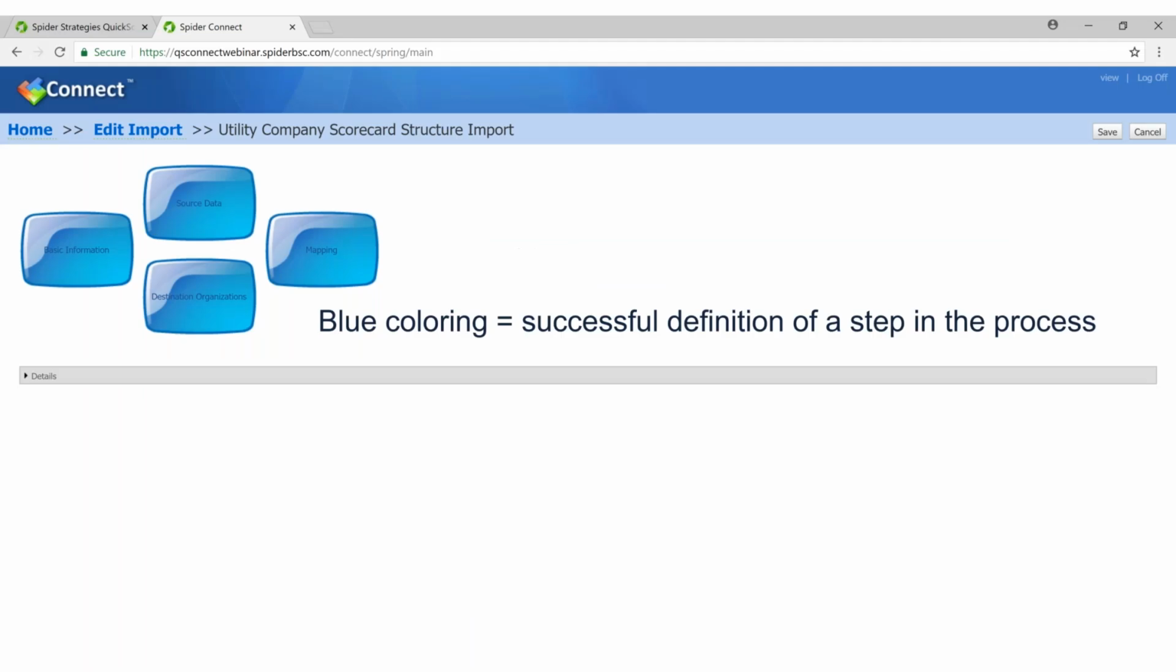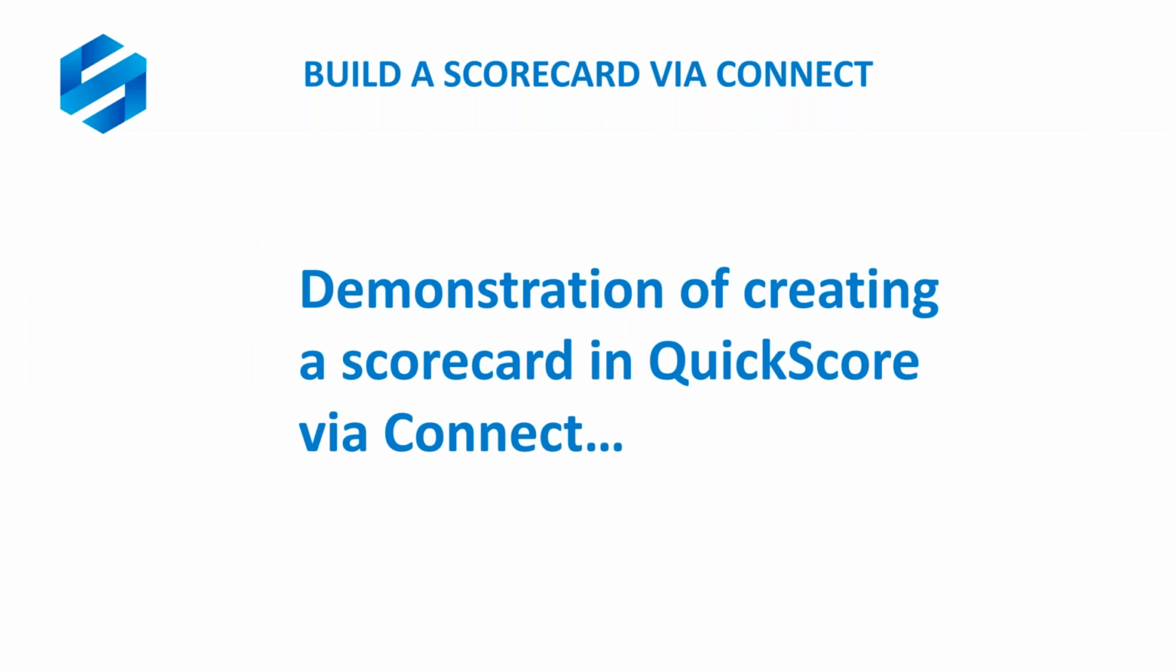And that, in a nutshell, is what you do to set up an import process via Connect. And again, when you're done, everything that has been successfully defined and set up will be colored blue, and you now are ready to go to then actually run that import process via Connect.